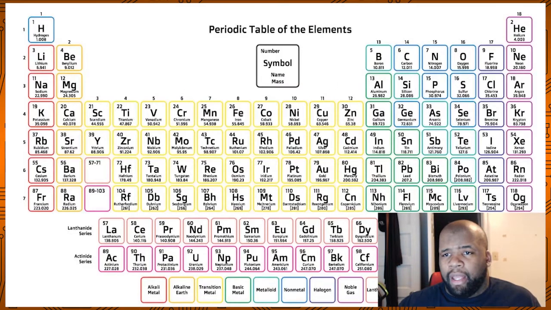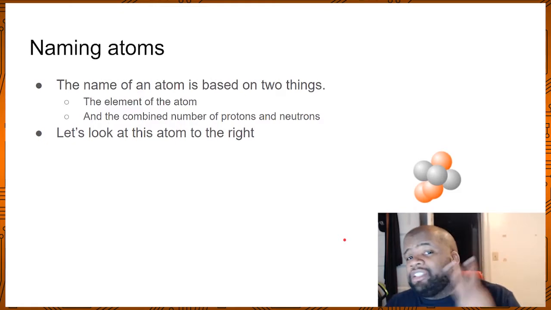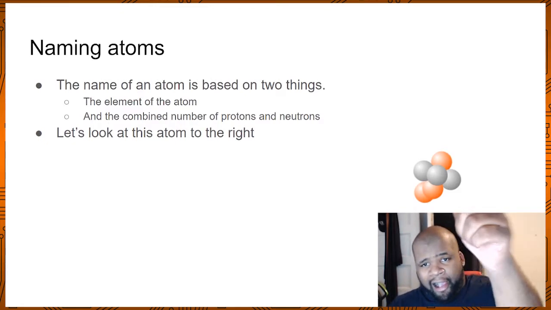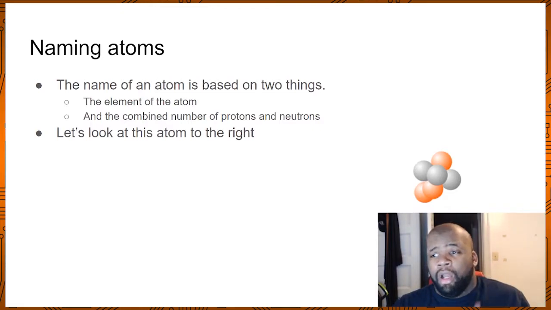Oh, that's not the right way. So, naming atoms. The name of atoms is based off of two things and two things only: the element of the atom and its combined number of protons and neutrons.